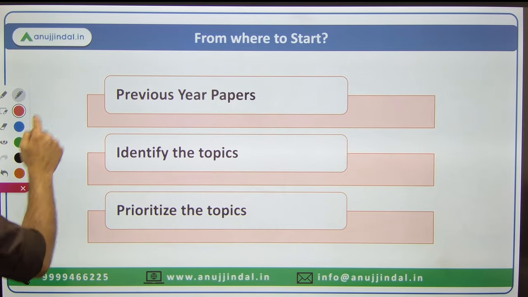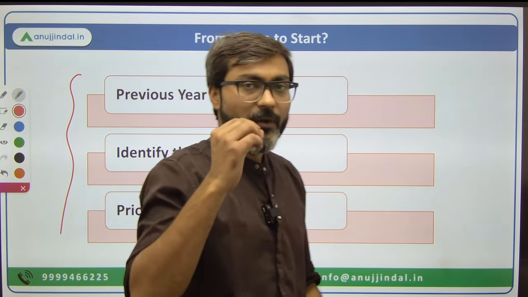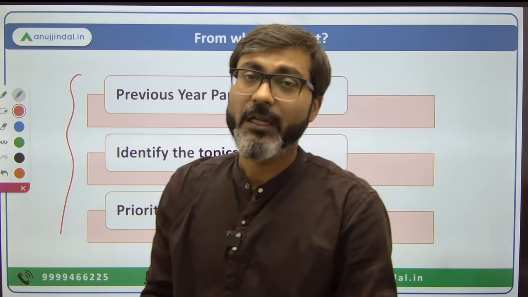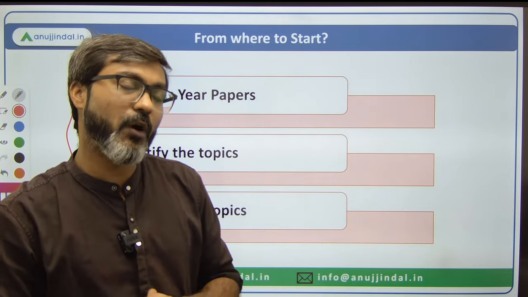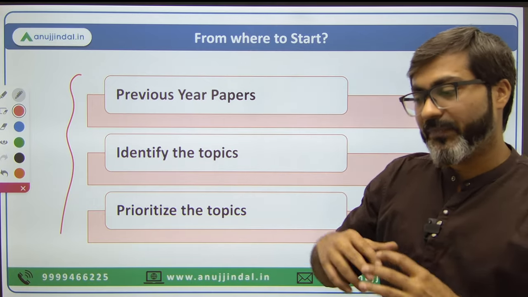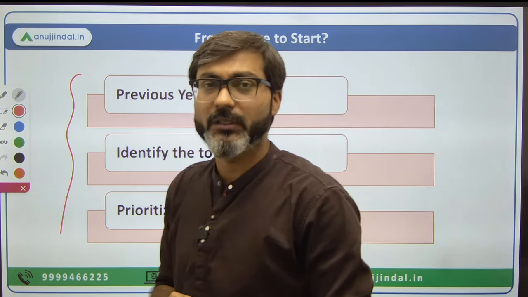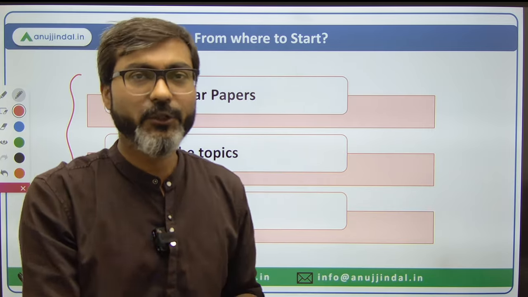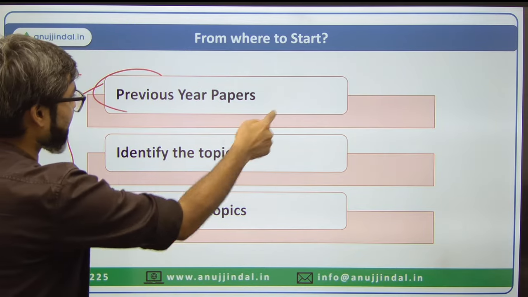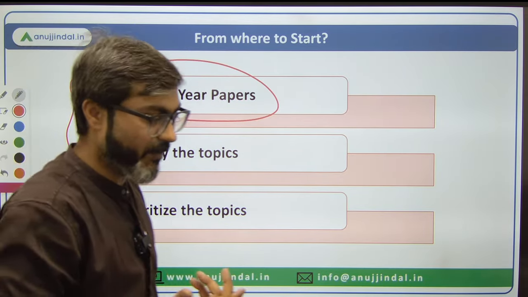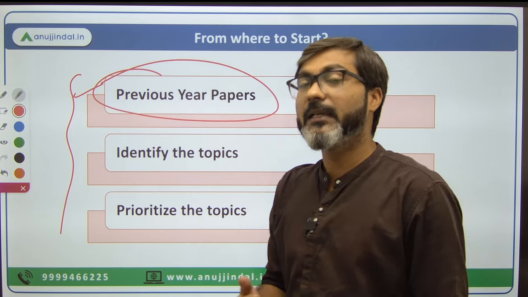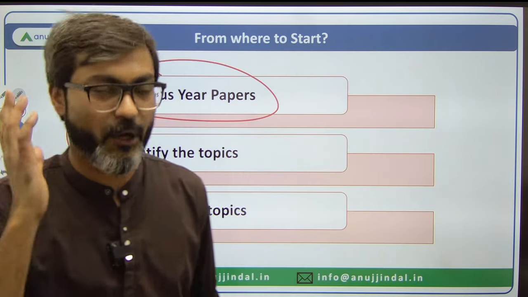Now from where to start, that is a very big question. See, if you want to start anything, you have to understand that thing. And if I talk about the general awareness, if you want to understand the level of general awareness, किस तरीके से general awareness पूछा जाता है, how the general awareness is asked in the examination, you need to understand the general awareness. And how you can do that? You can do that by analyzing the previous year papers. And from where to get the previous paper, we have a book, right, which is available on our website, and you can also download the past year papers from our website, anujindal.in.